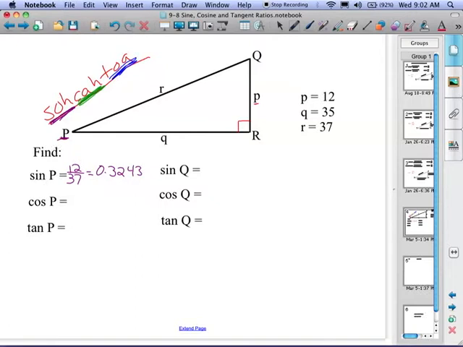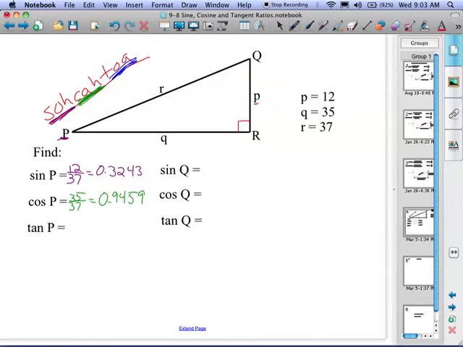Now we're going to look at the cosine. The cosine of angle P is the adjacent over the hypotenuse. We know that side Q is adjacent to angle P, so that's going to be our numerator, and the hypotenuse is still little r, which is 37. So the cosine of angle P is given by the ratio 35 over 37. And when we divide that out, we get 0.9459.